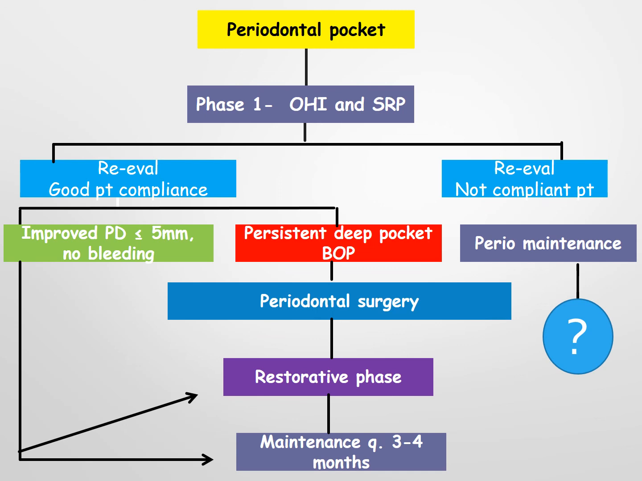And then finally, if you go back to the re-eval on the right where you have good patient compliance and you follow the diagram to the right and you have persistent deep pockets with BOP, that patient is now ready for periodontal surgery. After we finish the periodontal surgery, you can do the restorative phase, where that phase 2 of the restorative, your crowns, bridges, things like that, even implants, so you can get ready for implant supported crowns. And then they would also be put on a maintenance of every 3 to 4 months.